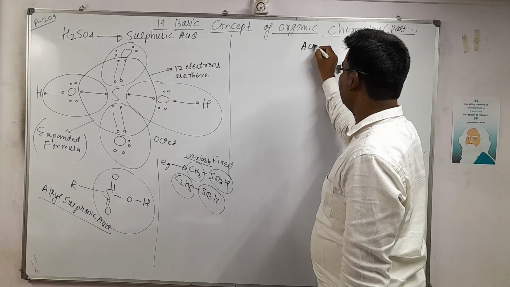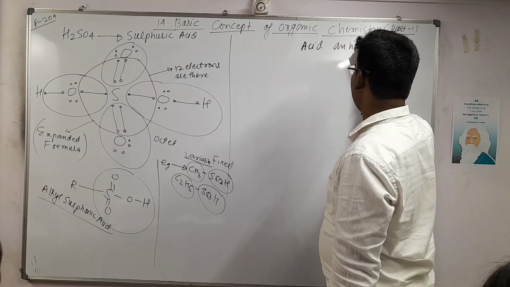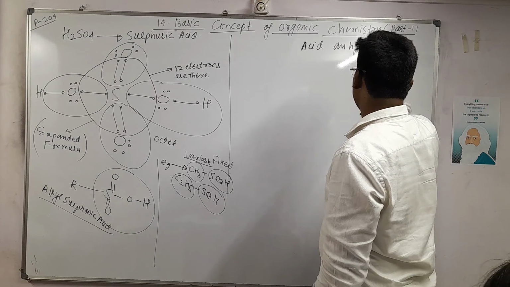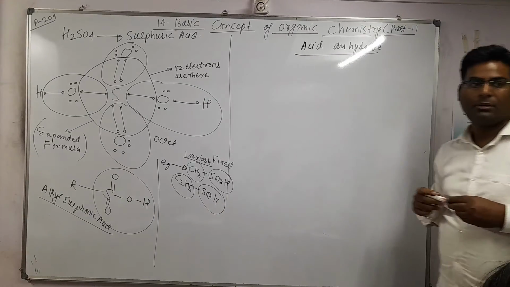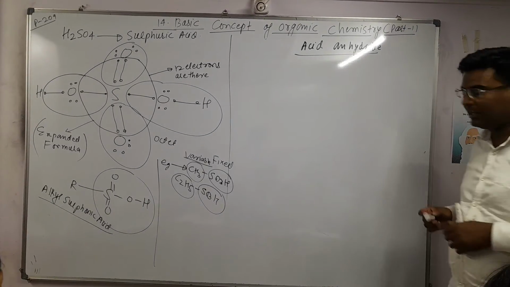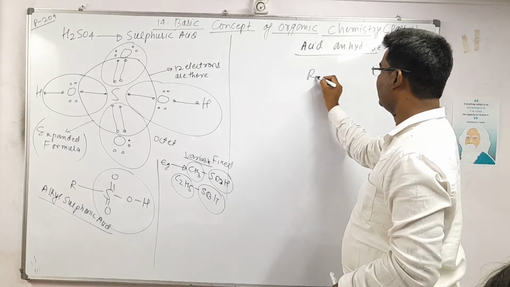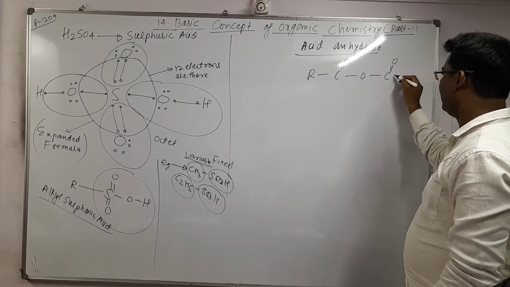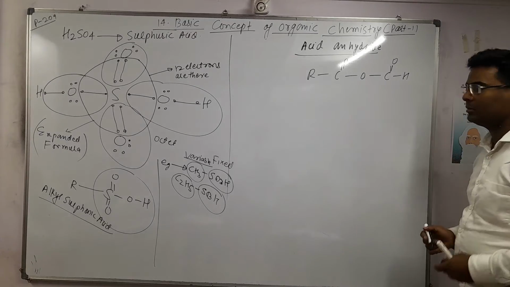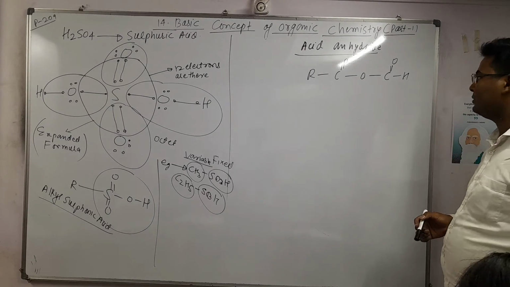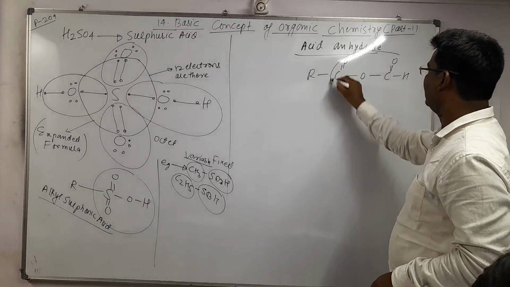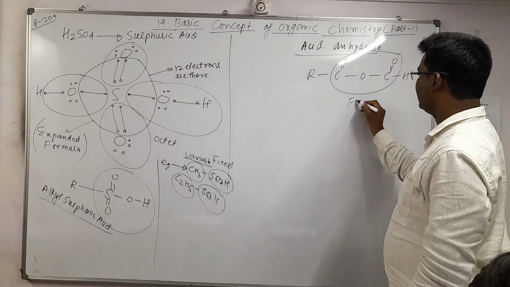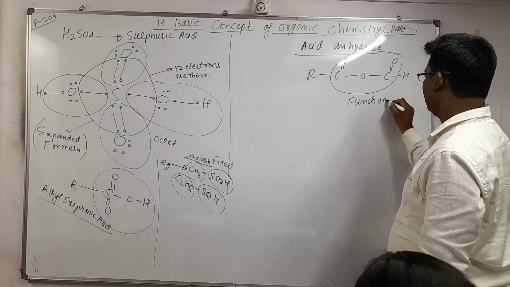Acid anhydride. Right, so its general formula is R, C double bond O, O, C double bond O, R. So this is the functional group for acid anhydride.